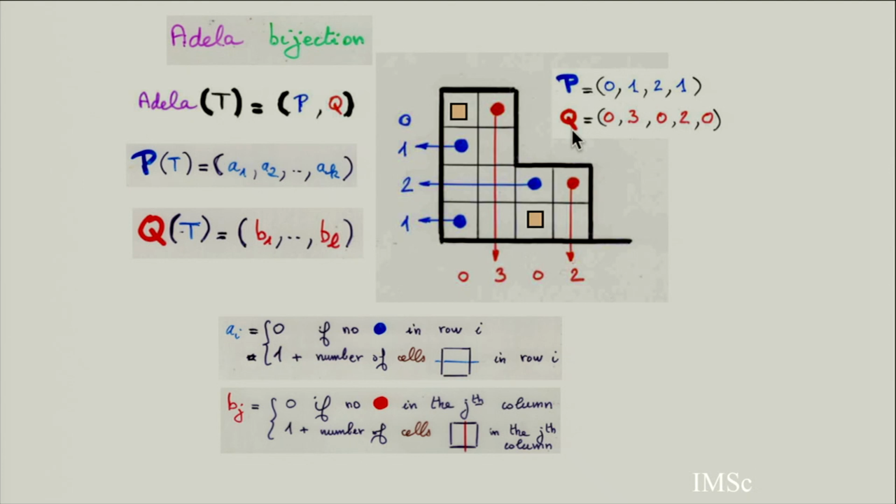So for this research problem, it's a new bijection, pair PQ. I call this the Adela bijection because I was thinking of this in the house of my friend Adela in Isla Negra in Chile.